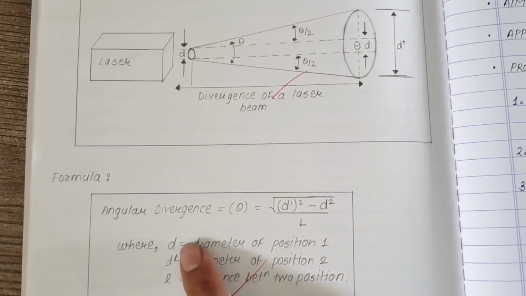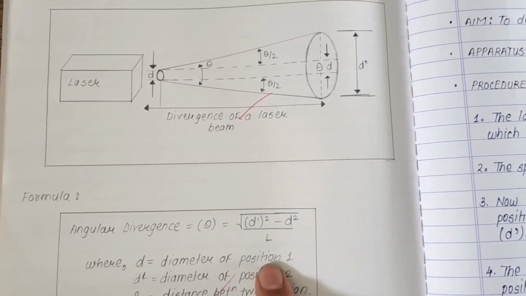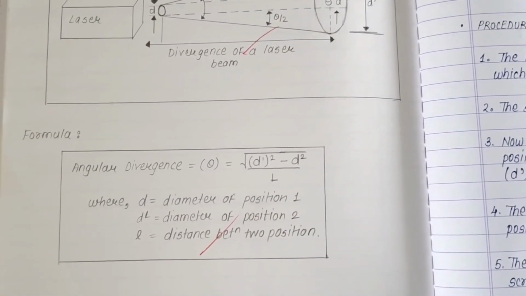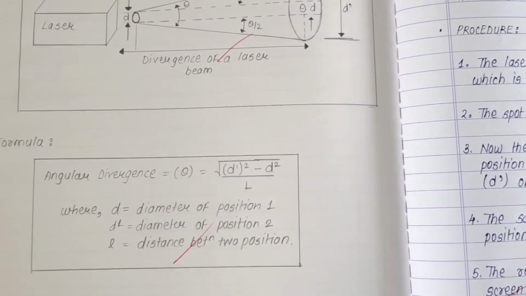For this we know the angular divergence theta is equal to the square root of d dash squared minus d squared, upon L. So now let's see, d is the diameter at position 1, d dash is the diameter at position 2, and L is the distance between the two positions.